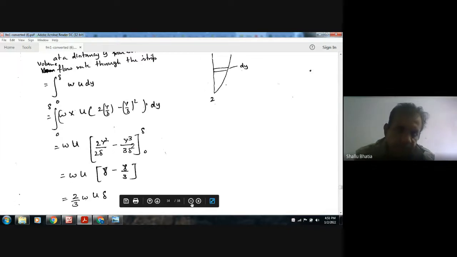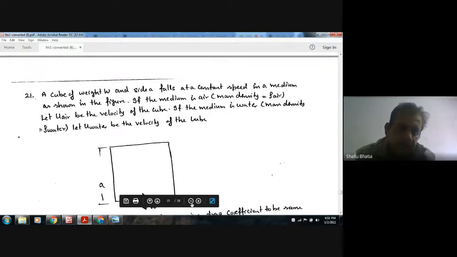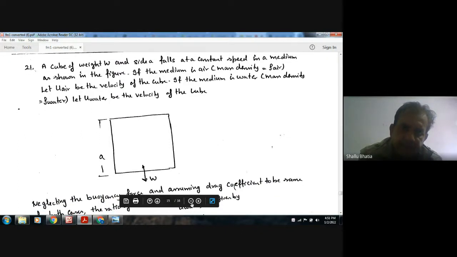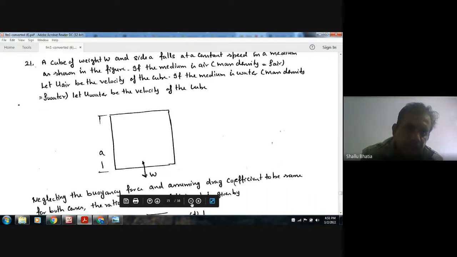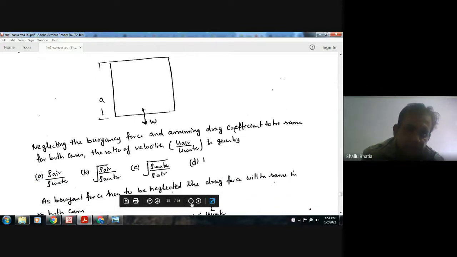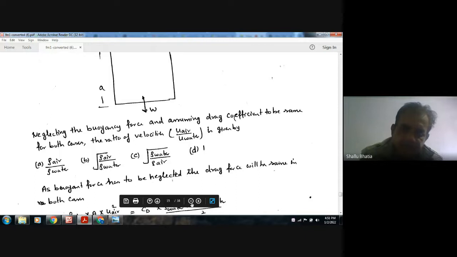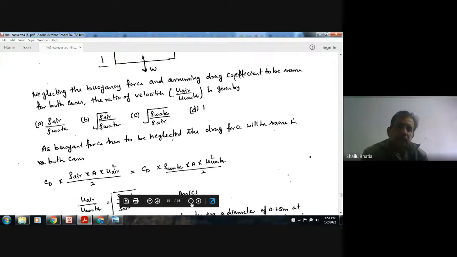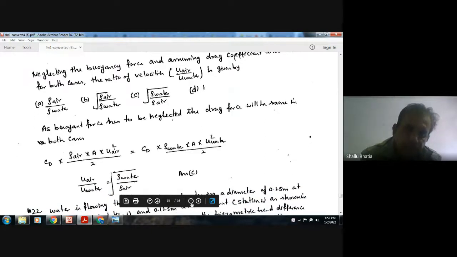Next, answer here B. A cube of weight W and side A falls at a constant speed in a medium as shown in the figure. If the medium is air, the mass density is rho air. Let u air be the velocity of the cube. If the medium is water, then let u water be the velocity of the cube. Neglecting the buoyancy force and assuming the drag coefficient to be the same for both, the ratio of velocity u air by u water is given by.